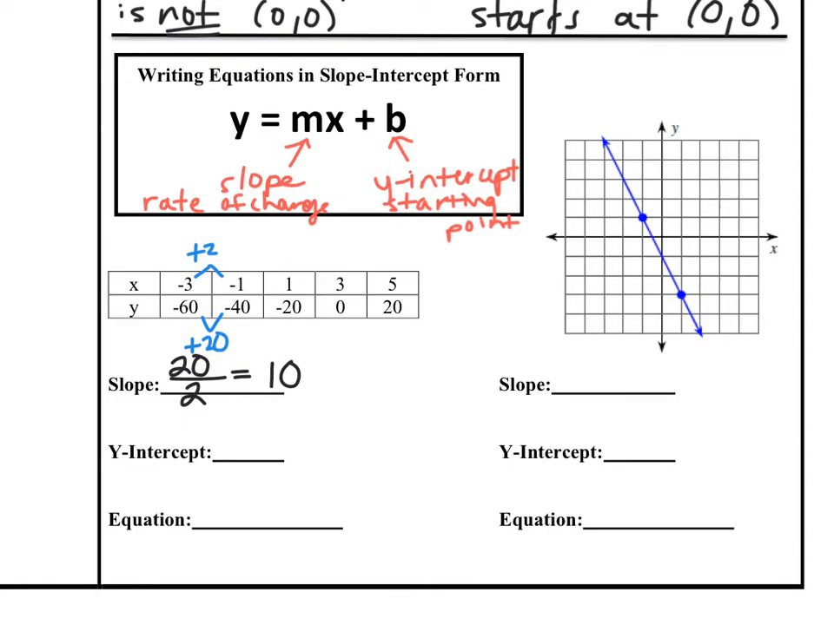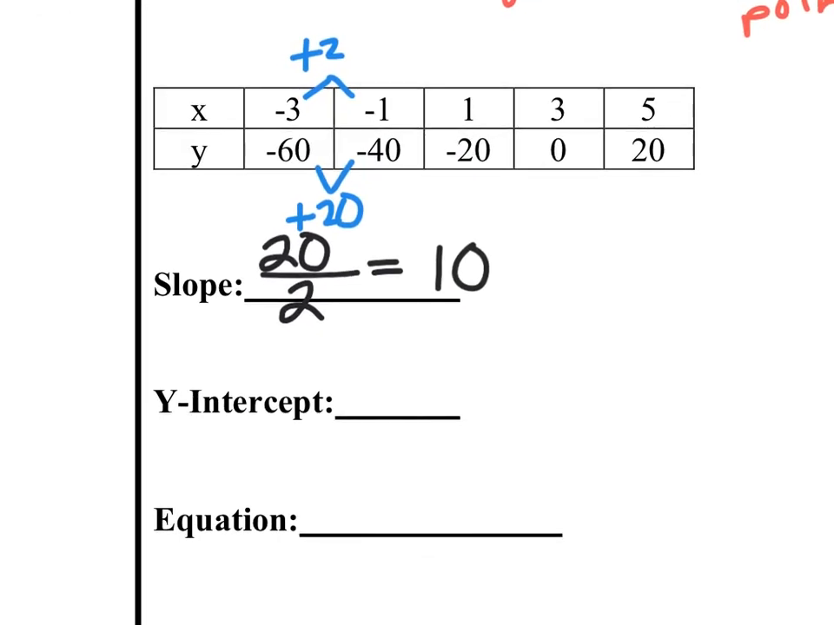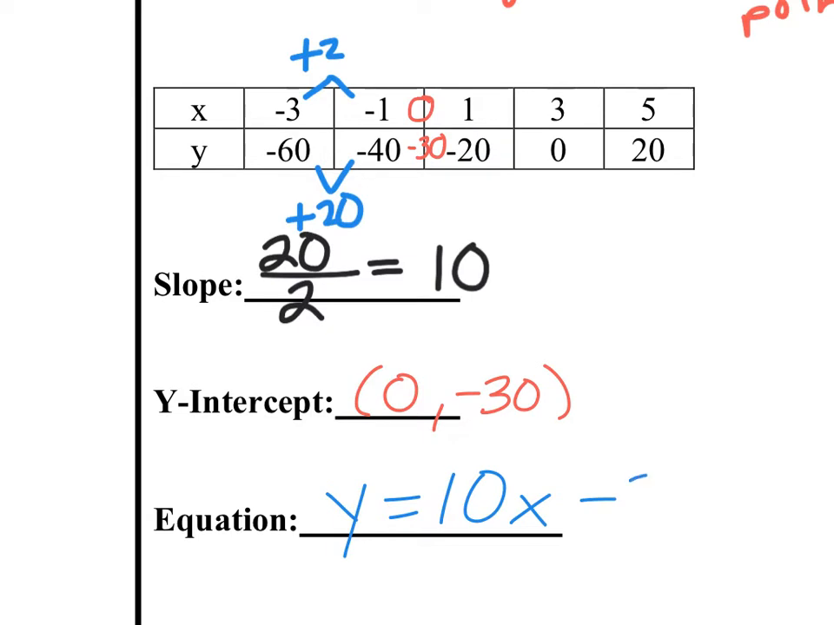Now, the 0 I don't see, so I'm going to have to add it in my table. Well, it would have to go between -1 and 1. So if I think about that, halfway between those would have to be -30. So my y-intercept is 0, -30. Put that together and my equation is going to be y equals 10x, because the slope goes in front of x, minus 30.